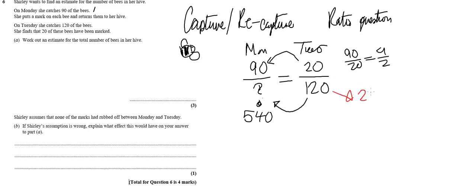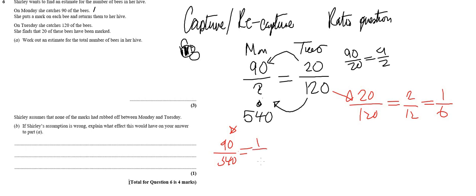Okay, so again, let's simplify this. We've got 20 over 120, which is 2 over 12, which means that 1 in 6 bees that she caught were marked. Now we've got 90 out of 540. And if we put that into a calculator, what is that in its simplest form? It is 1/6. So all we're doing, the estimate part of that question, is assuming that the ratio on Tuesday is the same as the ratio on Monday for the ratio of our sample to the overall population. So our estimate for bees in the hive is 540 bees.